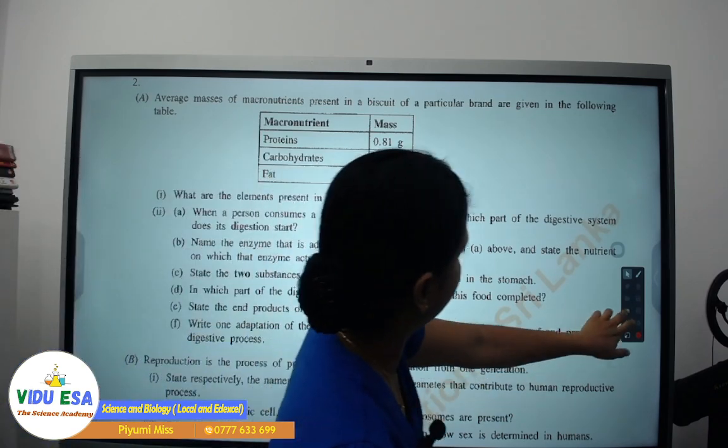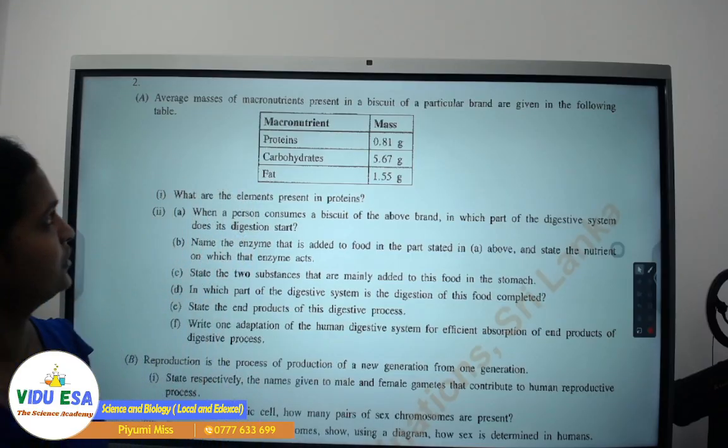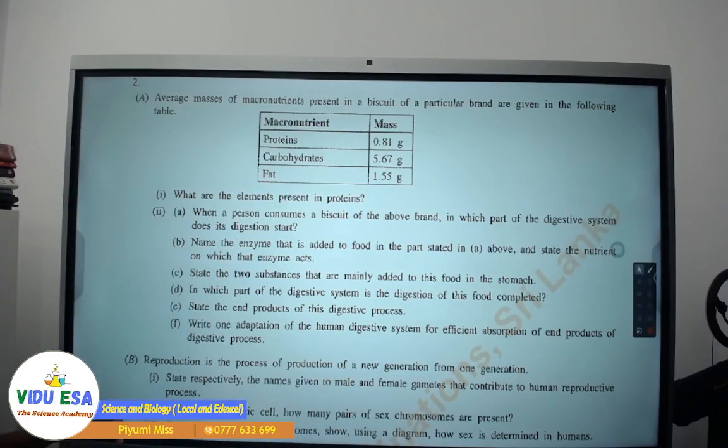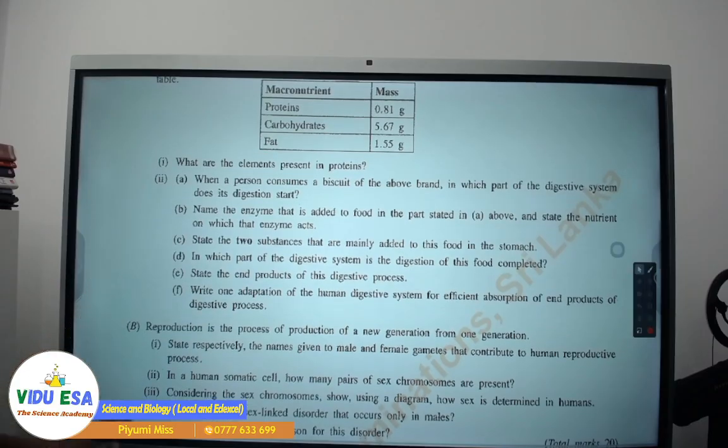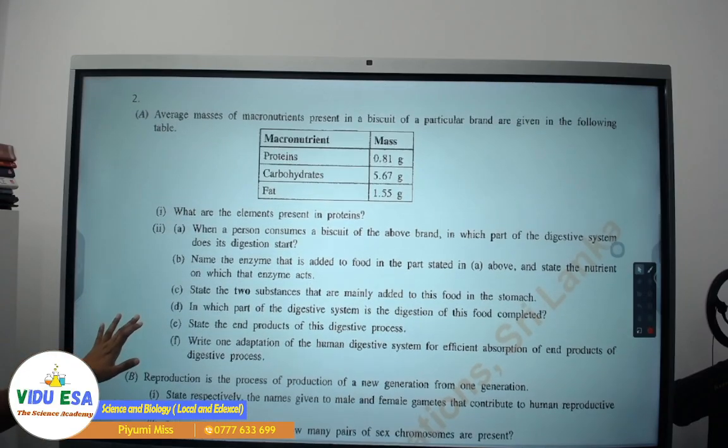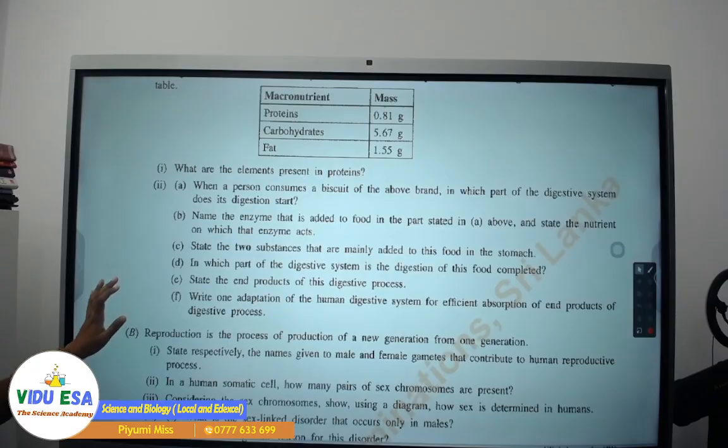Average masses of macronutrients present in a biscuit of a particular brand are given in the following table. Proteins, carbohydrates and fats. In a particular biscuit, they say. What are the elements present in proteins?